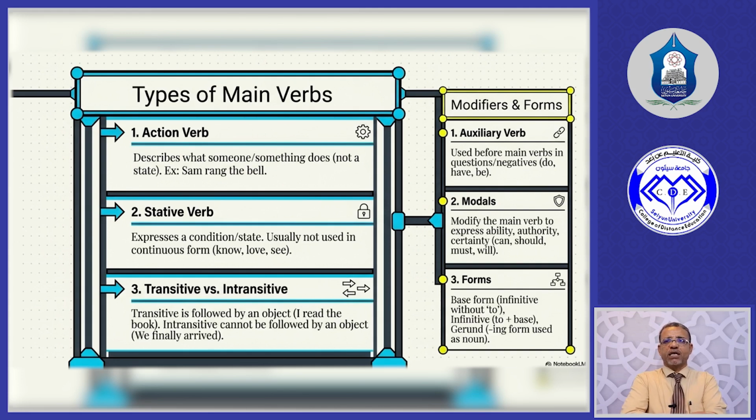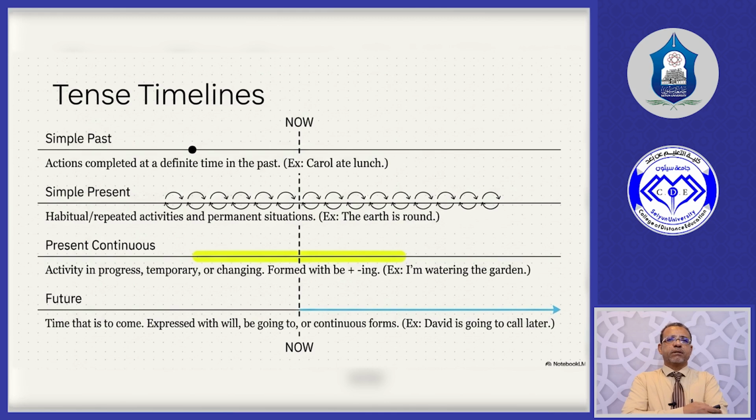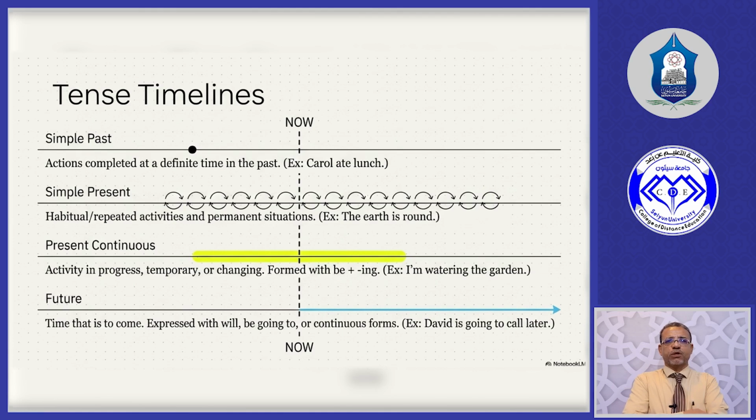So I can start my sentence like this. Watching TV for long hours can hurt your eyes. Swimming in the pool in the winter can lead to a flu, and so on. Tense timelines, number one the past simple, okay, and now here, action completed at a definite time in the past. Carl ate lunch. The last two sessions, we finished them. I finished 2 sessions.